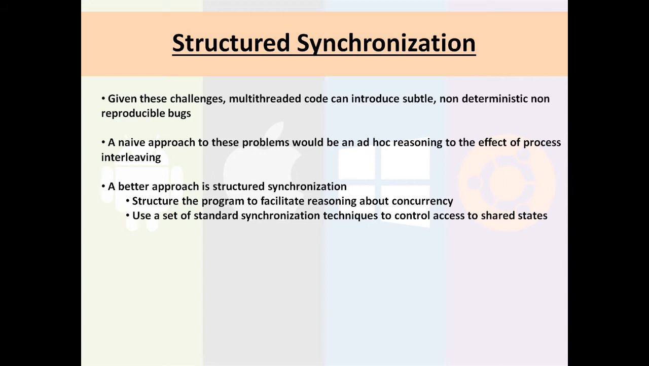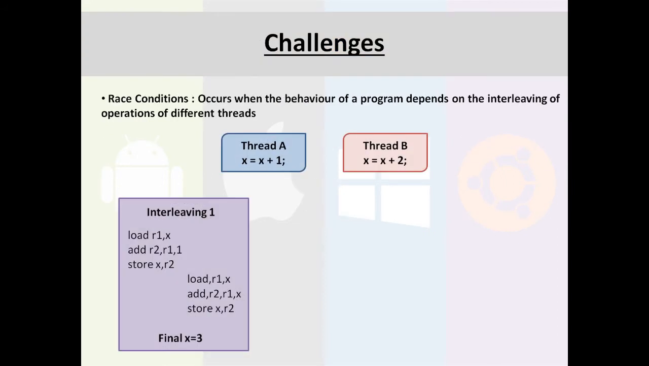The challenges that these techniques will help us solve are as follows. One is a race condition, and this occurs when the behavior of a program depends on the interleaving of the operations of different threads. So say we have thread A and thread B, and again, this is just another example of how this is an issue. Thread A says let x equal x plus 1, and in thread B, we say x is equal to x plus 2.